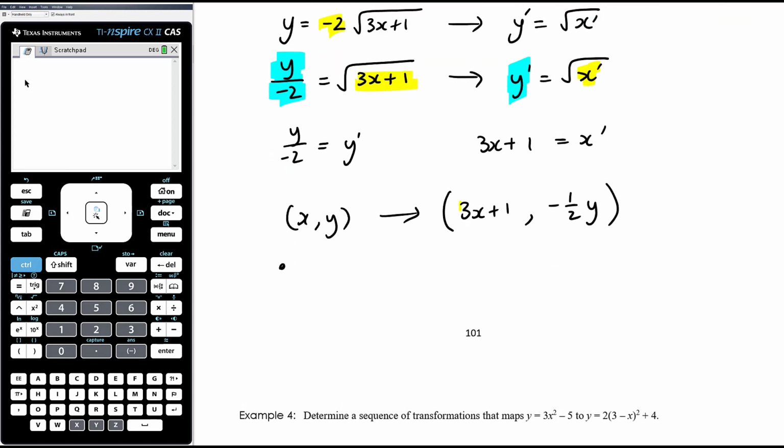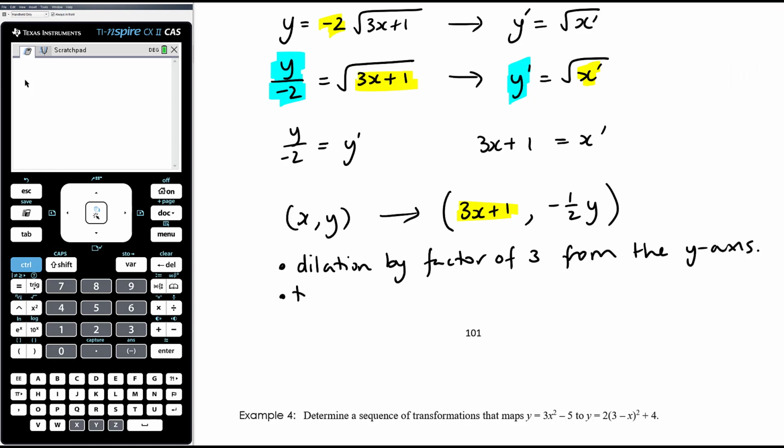Now I can read off my sequence of transformations. So looking at the x coordinates, the expression is 3x plus 1. So x has been multiplied by 3 first. So that's a dilation by a factor of 3. If we're multiplying the x values, we're stretching out this way, which is from the y-axis. Okay, then we've added on 1 to the x coordinate, so that is a translation up by 1 unit.